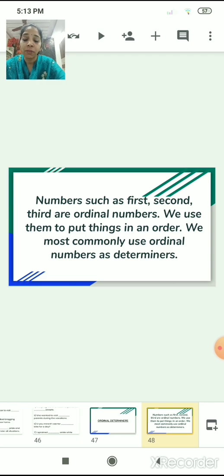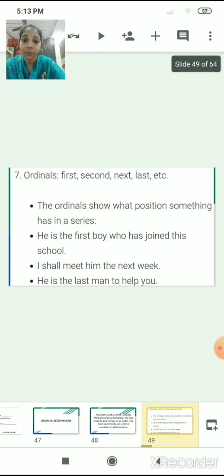And we most commonly use ordinal numbers as determiners. Now, these ordinal numbers show what position something has in a series, whether it is first, fifth, second, third. Like in this example, he is the first boy who has joined this school. So here, the ordinal determiner first is used. I shall meet him the next week. So here again, next is the ordinal determiner used.